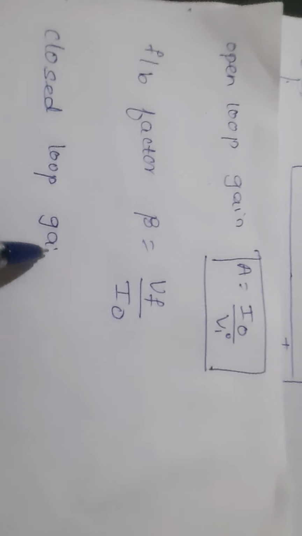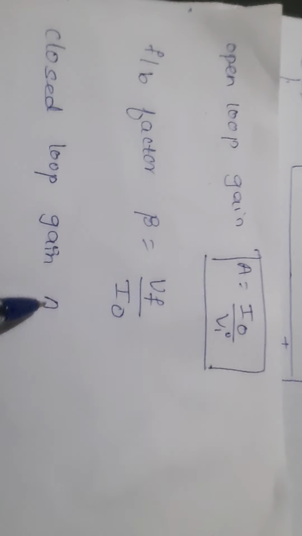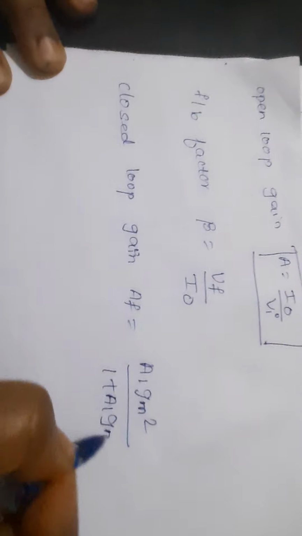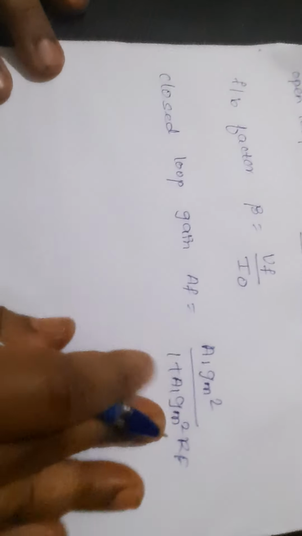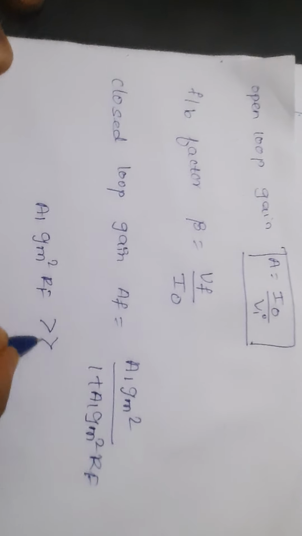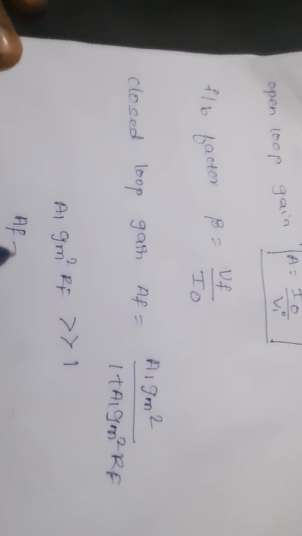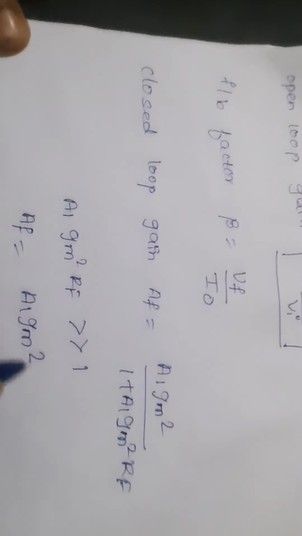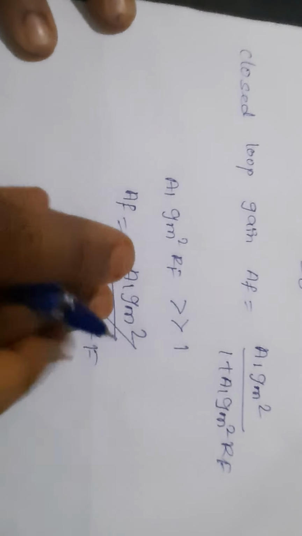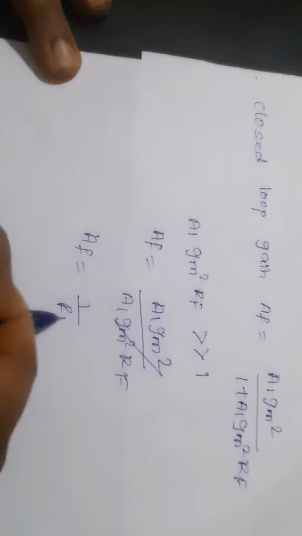Closed loop gain. AF is given by A1 Gm square by 1 plus A1 Gm square into Rf. We all know that A1 Gm square Rf will be very much larger than 1. So AF can be written as A1 Gm square divided by A1 Gm square into Rf. These terms will go, then I can write AF, closed loop gain, as 1 upon Rf.